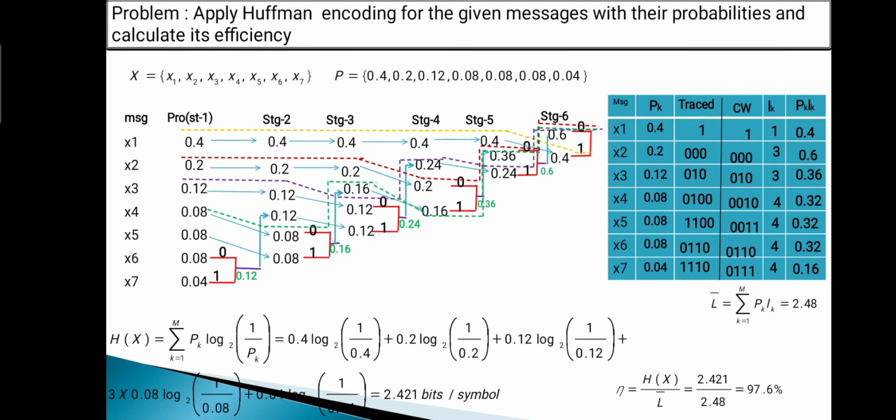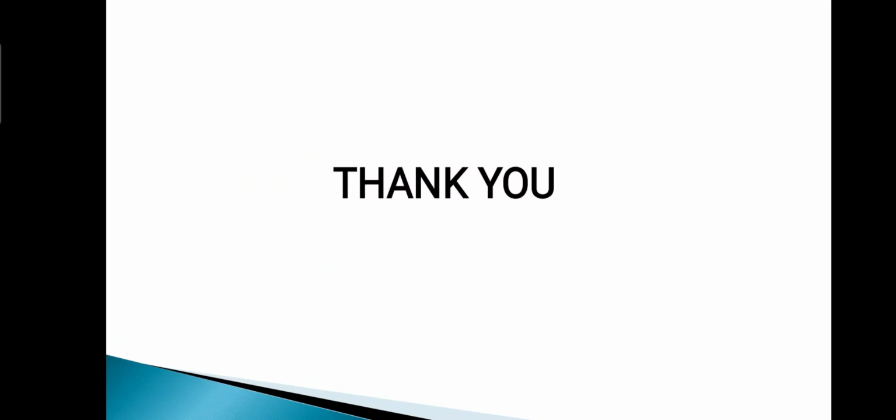Finally, we can calculate the efficiency, which is given as the ratio of entropy to average code word length, that is H of X divided by L bar. So substituting the values as 2.421 divided by 2.48, we get the efficiency for the given problem as 97.6%. Thank you.